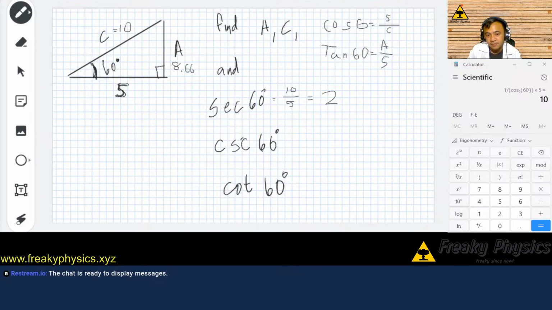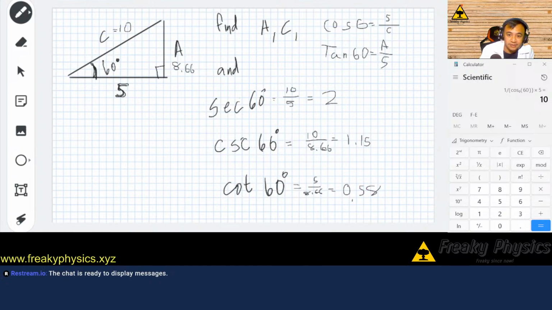And CSC is the opposite of sine, which is 10 over 8.66. And simplify that. 1.15. All right. And then this is the opposite of tangent, which is 5 over 8.66, equals 0.58. All right, all correct.